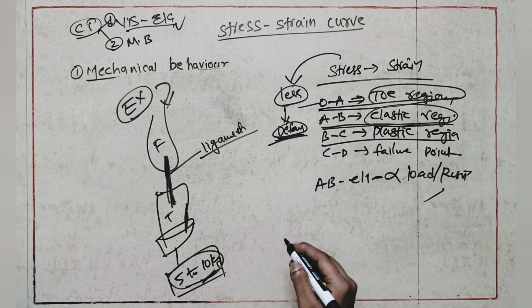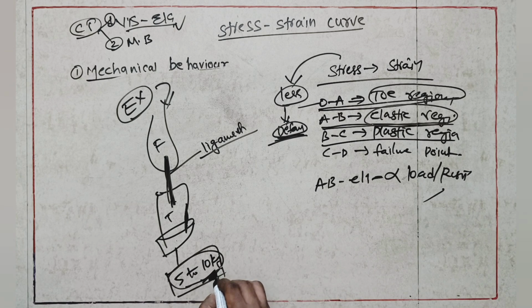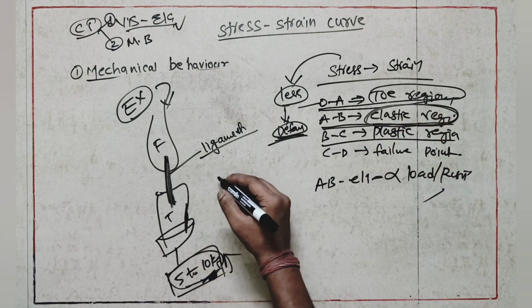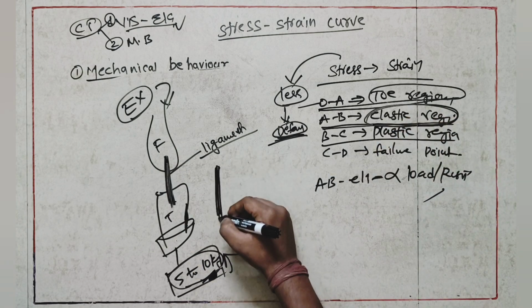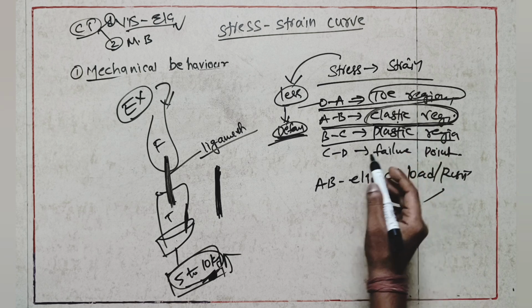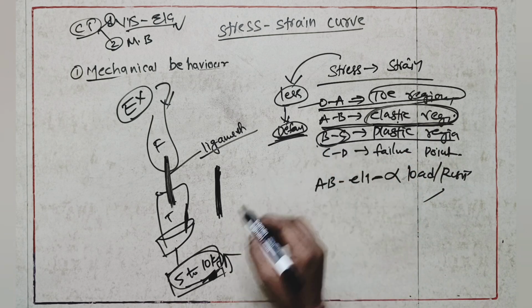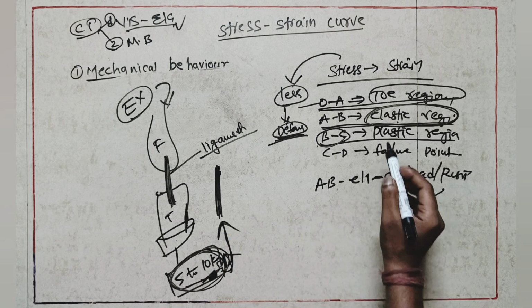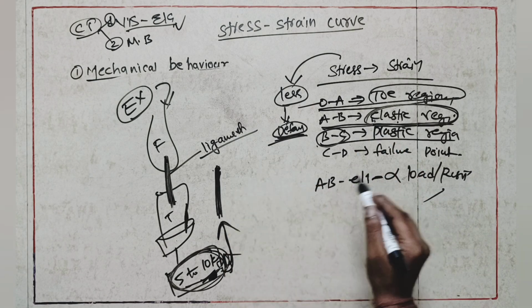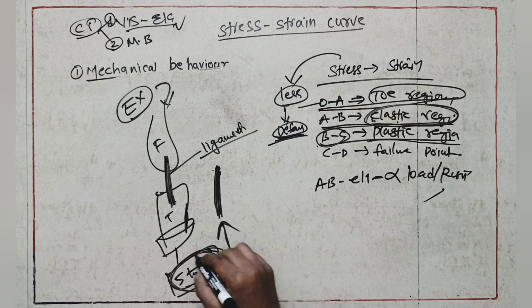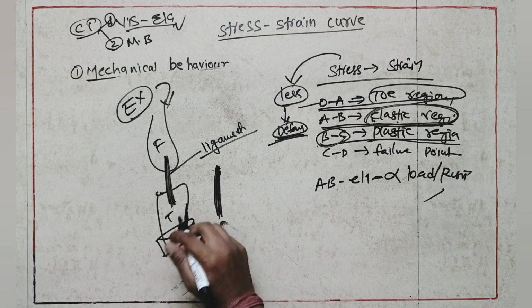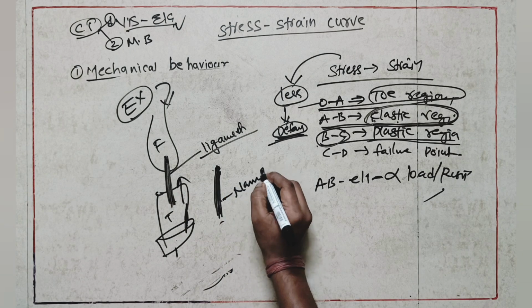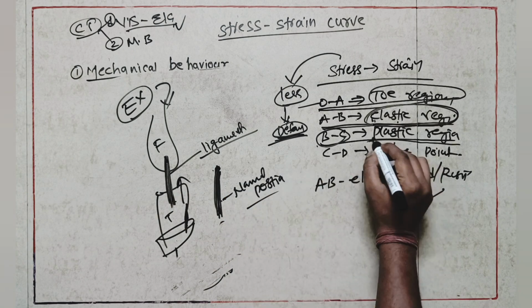And B to C is the plastic region. Here the load will be the same. After elongation, the length of the ligament will increase; that is the elastic region. Then in B to C, if the load is still applied on the ligament, the ligament will enter from the elastic region into the plastic region. What it means is, if you remove this load, the ligament will not go back to its normal position. That is nothing but the plastic region.